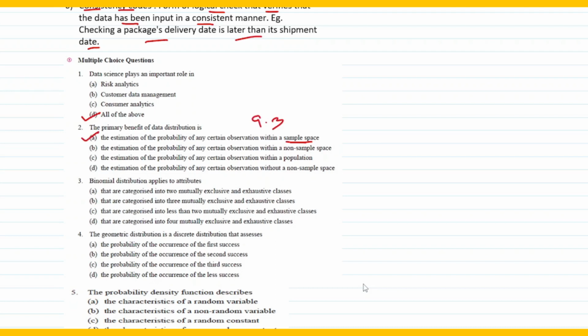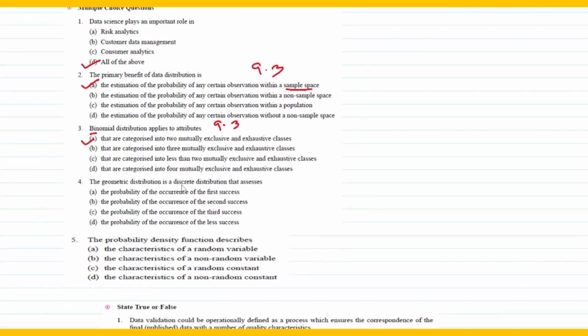Then you talk about binomial distribution. We did various types of distributions. Again, this is a part of chapter 9.3. Binomial distribution, see, bi simply means what? Bi has to be 2, right? So the correct answer is option number A, because that talks about data that are categorized into 2 mutually exclusive and exhaustive classes. It is exactly 2, not less than 2 or more. That's why it is called binomial. Bi here means 2, right?